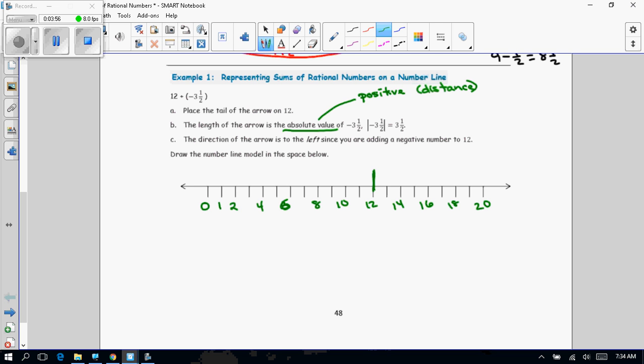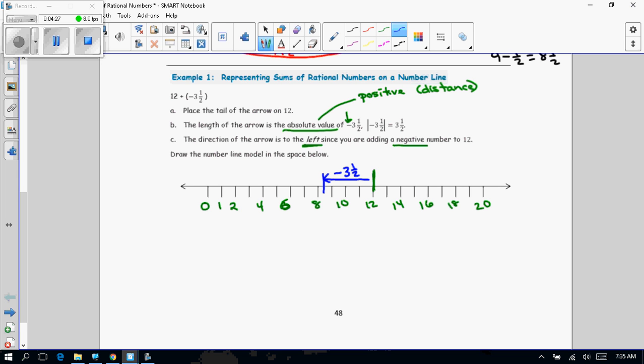So I'm going to do 3.5, but I have to go left, underline the word left, because of the negative. That negative gives me the clue that I have to go to the left. If it had been positive, I would have gone to the right. But because it's negative, left I go. So off I go. I'm going to come over here and I'm going to go 1, 2, 3.5. I've got to go halfway. I'm going to go to there.